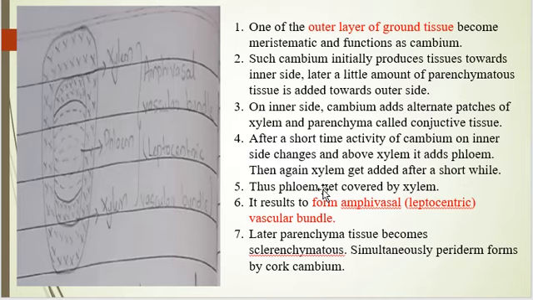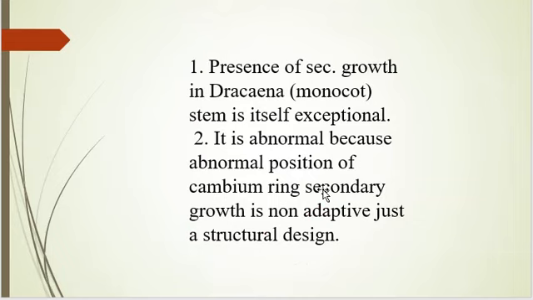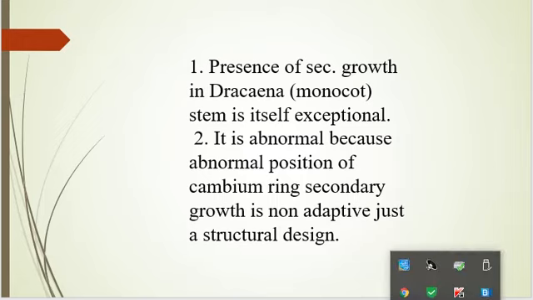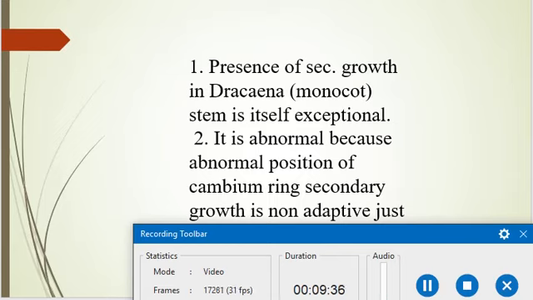Simultaneously the parenchyma tissue becomes sclerenchymatous and the periderm forms from the cork cambium. So these types of secondary growth, or anomalous secondary growth, happen in the Dracaena. That is only the structural design. So today we will stop here. I think all of you understand about the anomalous secondary growth in the Dracaena.